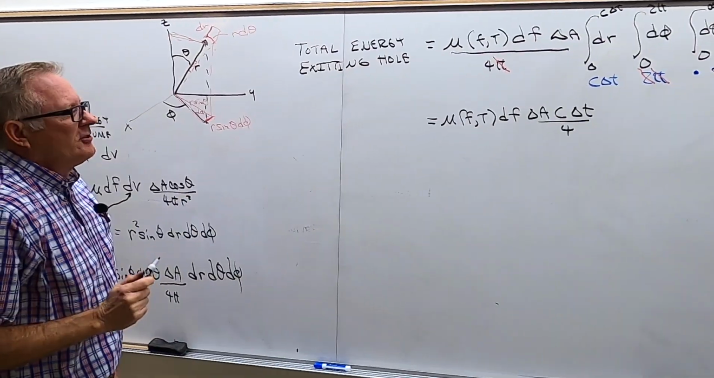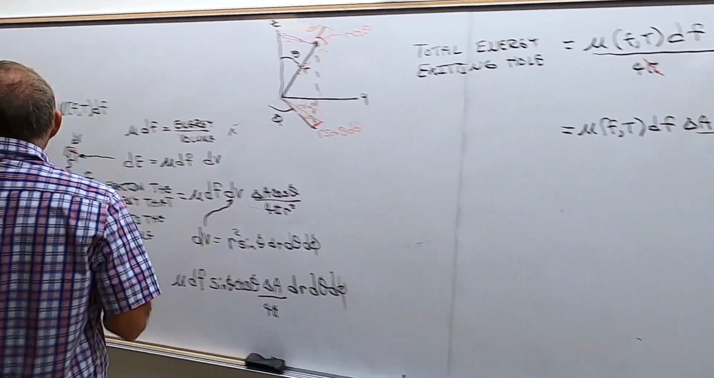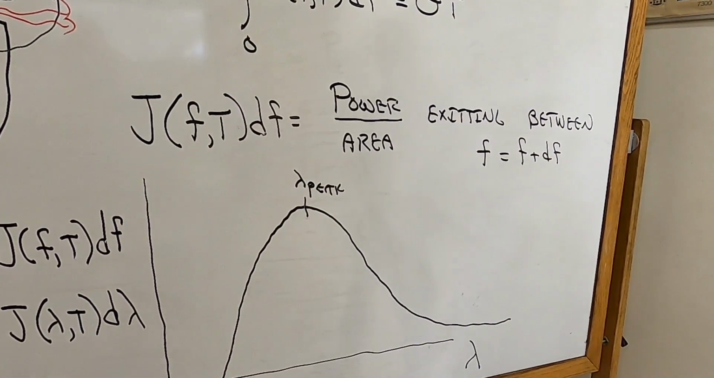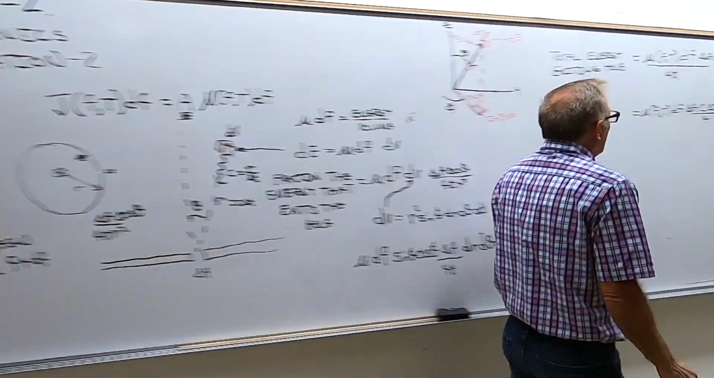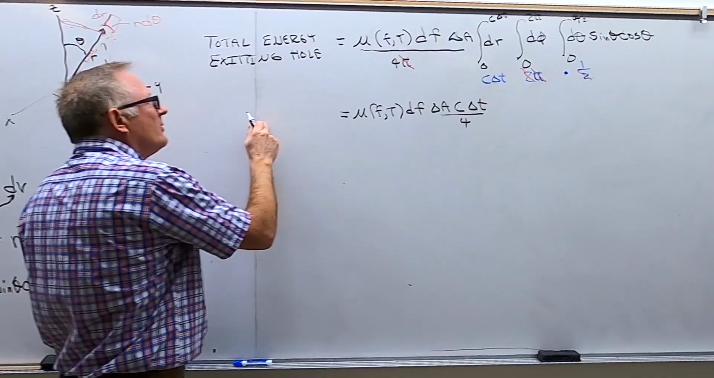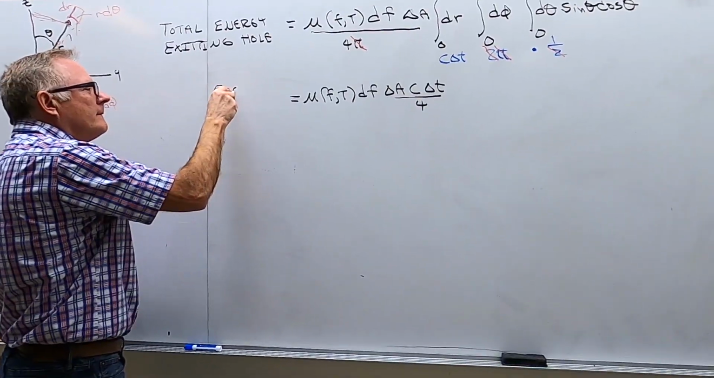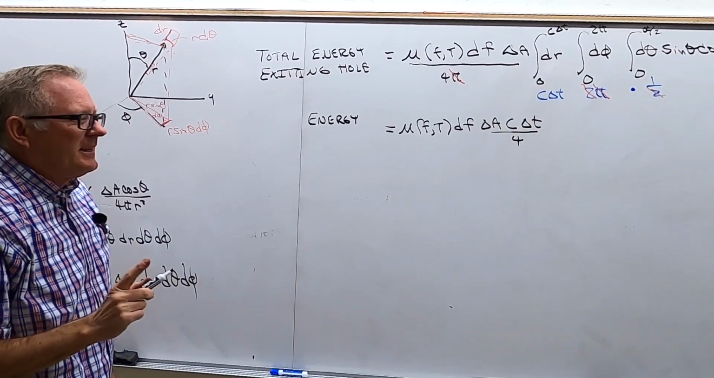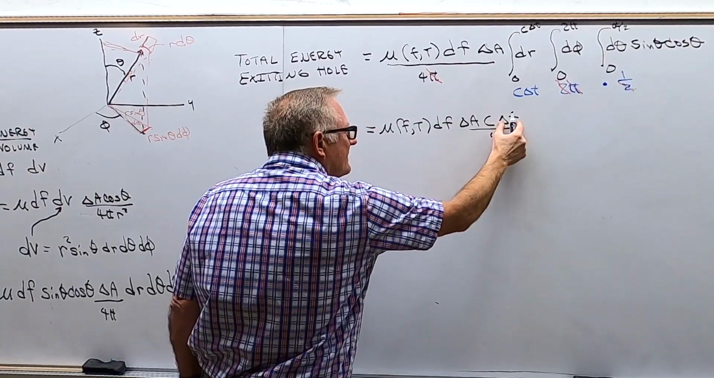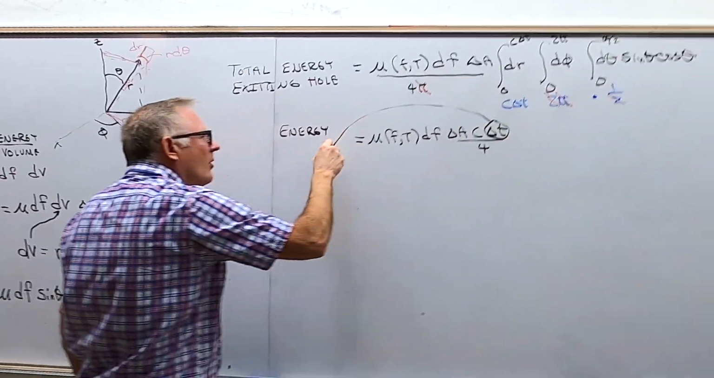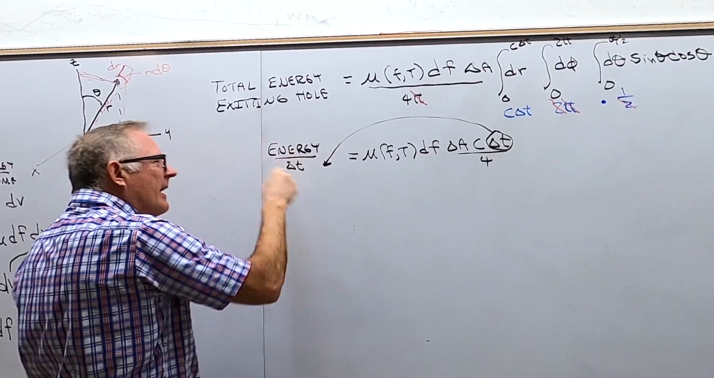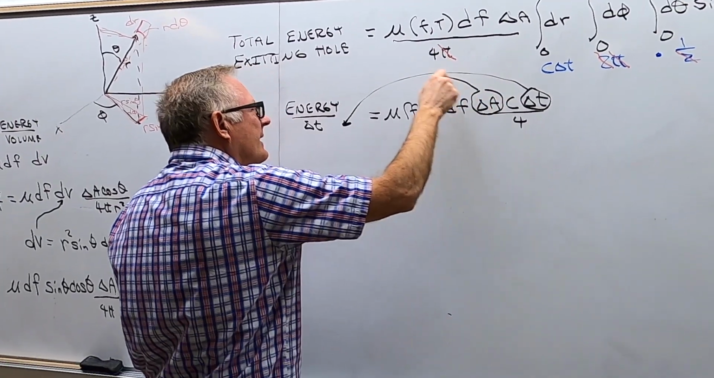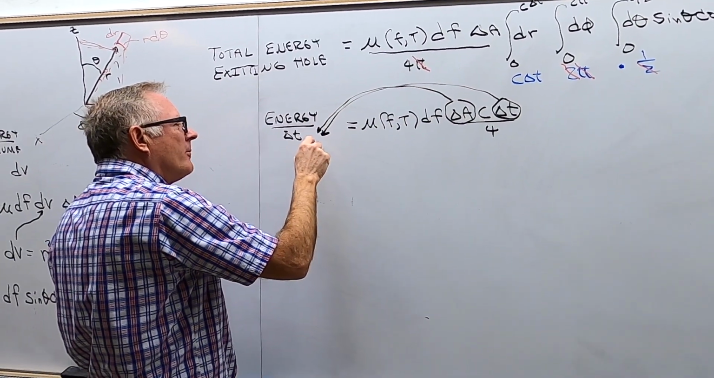Okay, this is the total energy right here, but I want to compare it to J. Remember what J was? J is the power per unit area that's exiting. Well, this was total energy leaving. If I wanted to turn it into power, I divide it by delta t. So I'm going to take this delta t and put it down below over here. Now this is a power. And if I take this delta A and bring it down below, then it's the power per unit area.